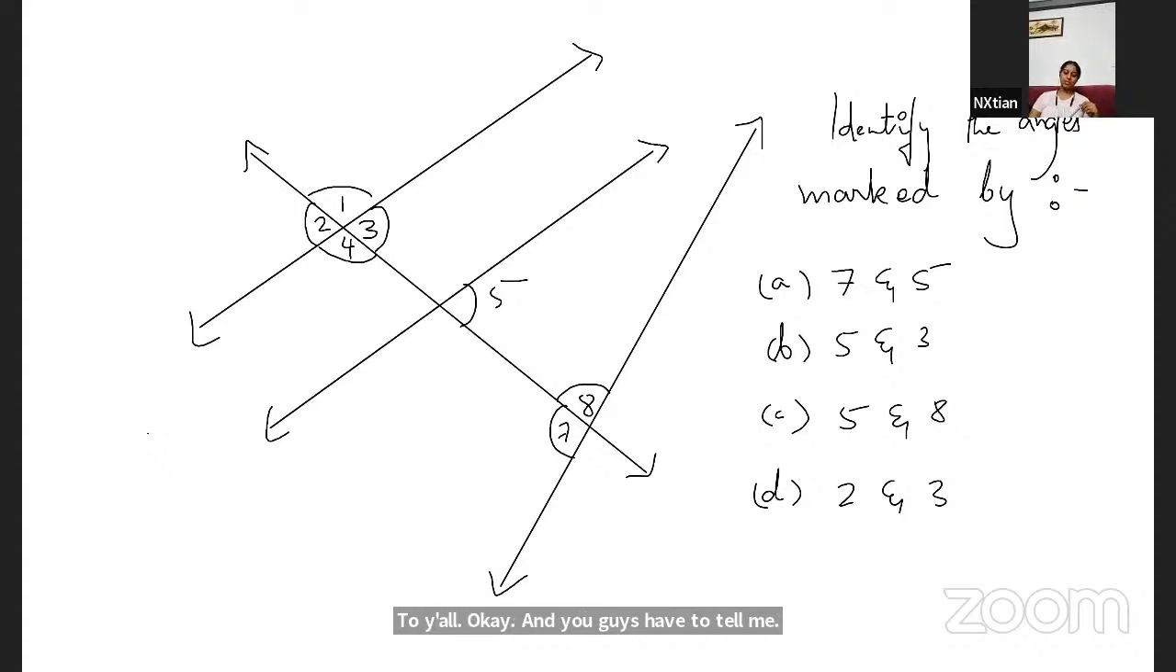Yes, Abraham. What is the first one? Angle 7 and angle 5. Which type of angle? Ma'am, 7 and 5 are alternate angles. But they will not be equal, because the lines are not parallel.